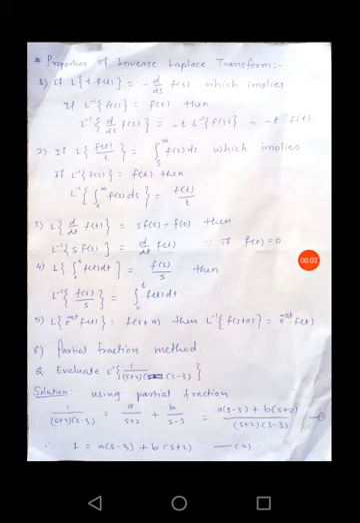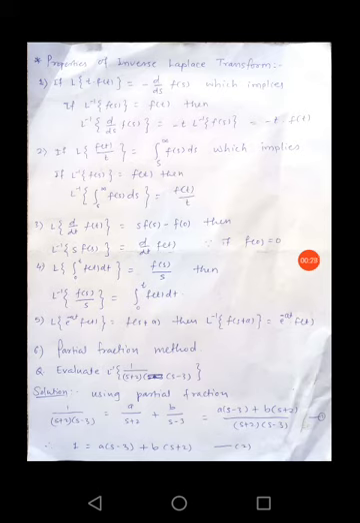Hello students. In the second lecture of inverse Laplace transform, we'll see some important properties of inverse Laplace transform. As we have seen a few properties in Laplace transform, we are going to use those properties straightforwardly in inverse Laplace transform. Number one is the multiplication by t property.